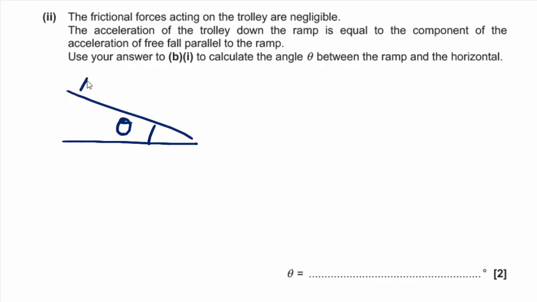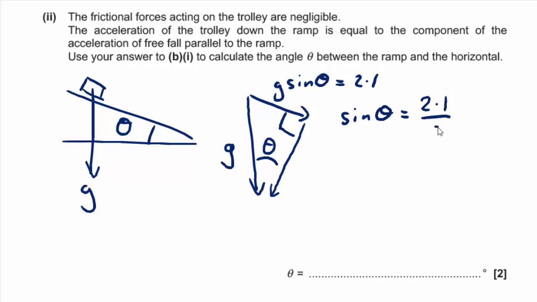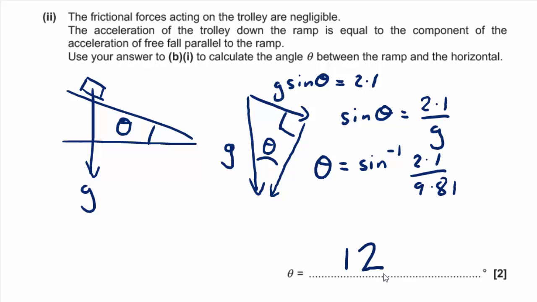So if we look at the ramp, we've got the trolley on it. The g would be acting straight down. So if I look at the components of that, I can take parallel and perpendicular to the ramp. I'm looking for the parallel one, so that's going to be g sine theta, and we know that that is equal to the 2.1 meters per second squared. So rearranging gives me sine theta equals 2.1 over g, therefore theta is the inverse sine of 2.1 over 9.81, which is 12 degrees.